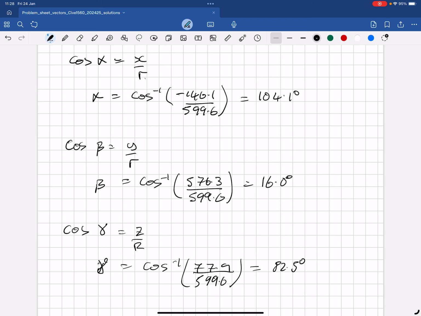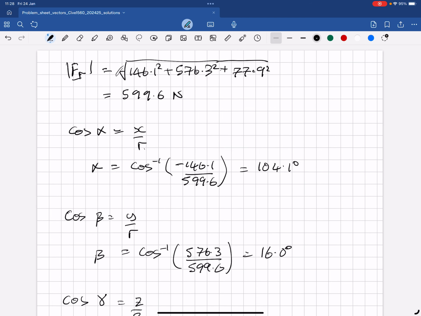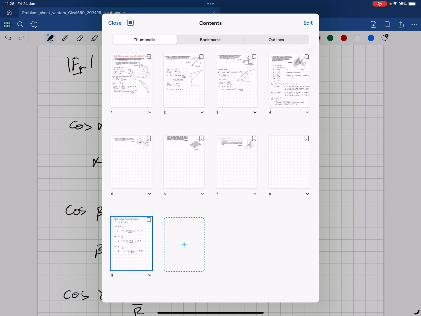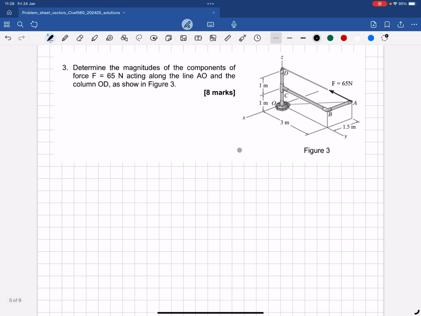Okay, so we worked out the angle and the magnitude and the force vectors of each of the two forces, the resultant and the angle of the resultant. Let's go and have a look at question 3.